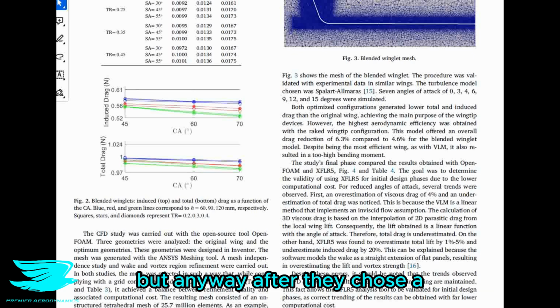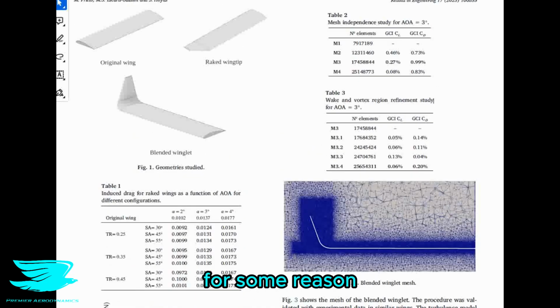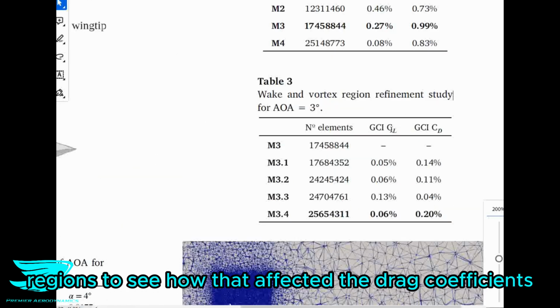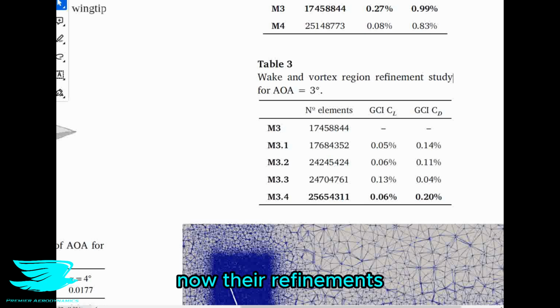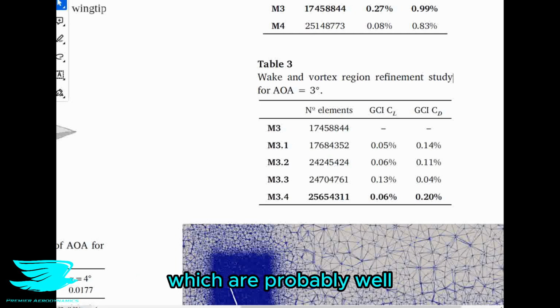But anyway, after they chose a 17.5 million cell mesh for some reason, they then started to refine the wake and the vortex regions to see how that affected the lift and drag coefficients. Now the refinements didn't seem to make much of a difference. I mean, the differences are like 0.1% in the lift and drag coefficients, which are probably well within the uncertainty of the CFD study anyway.